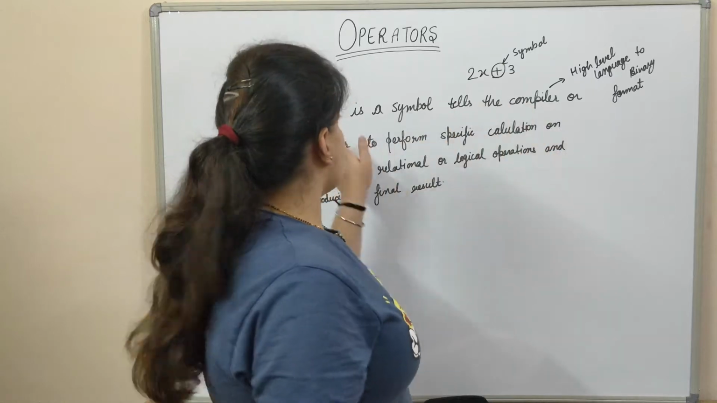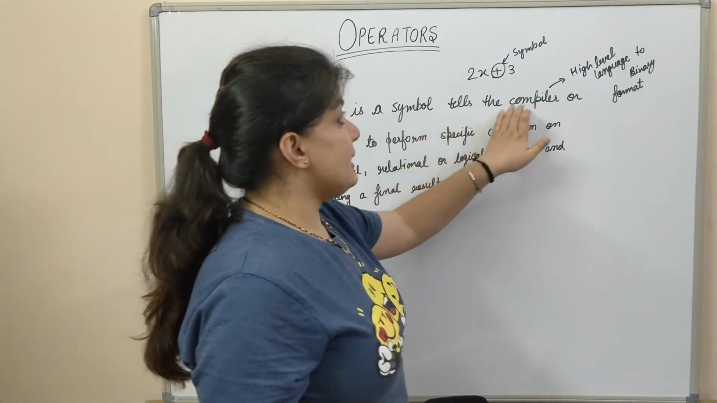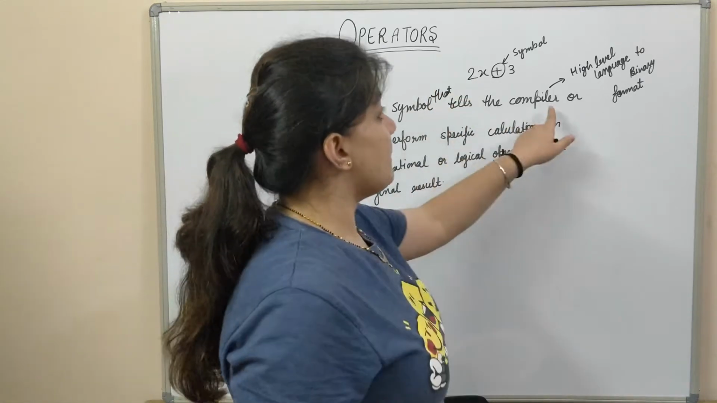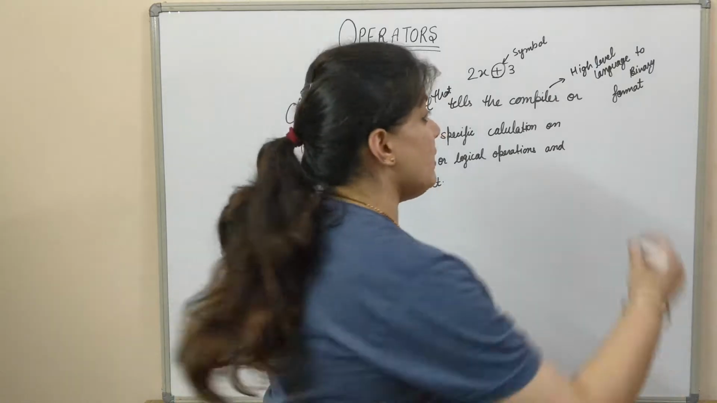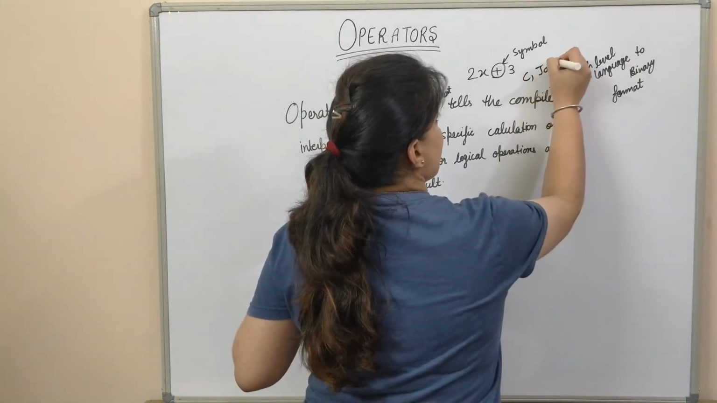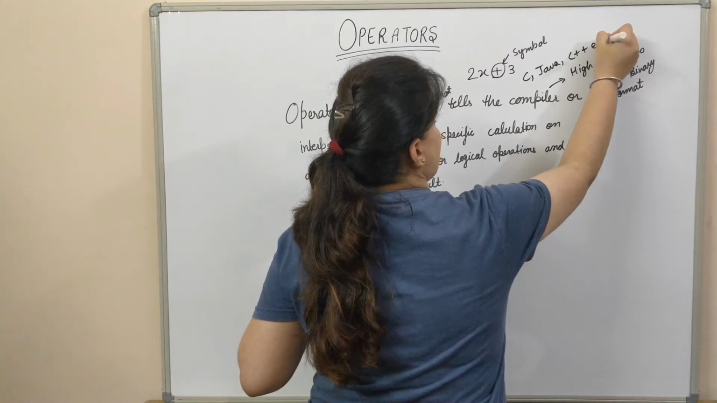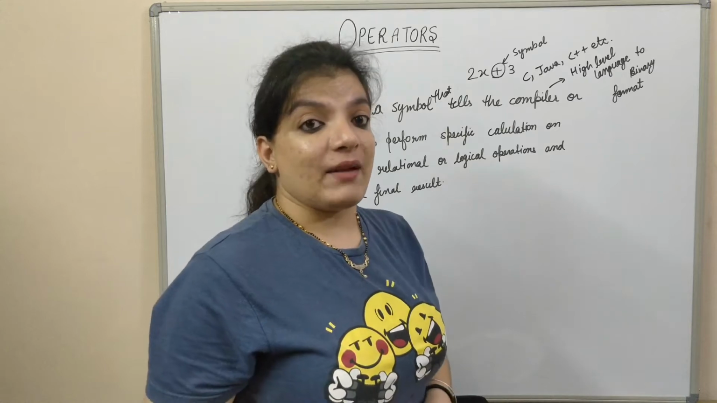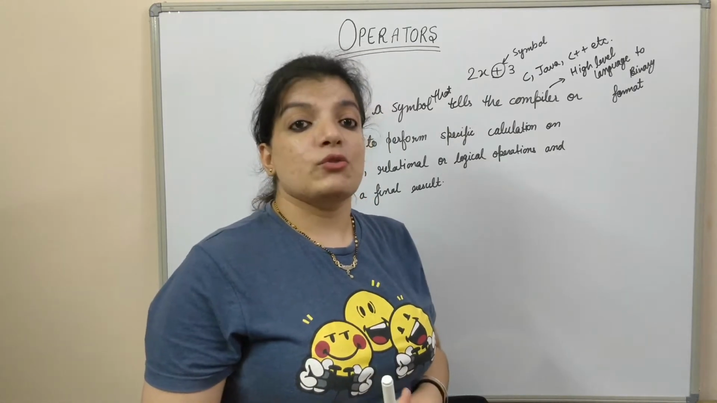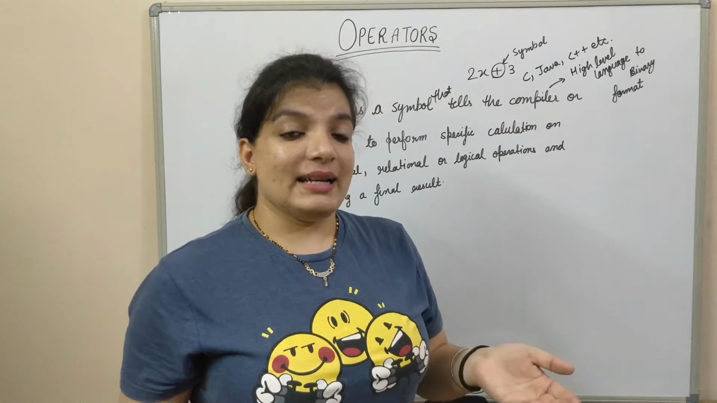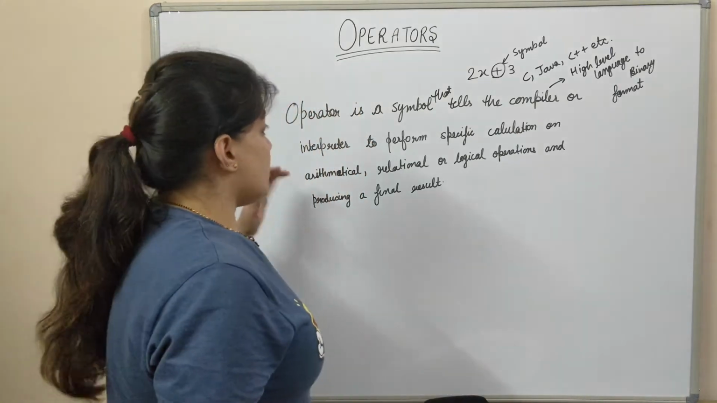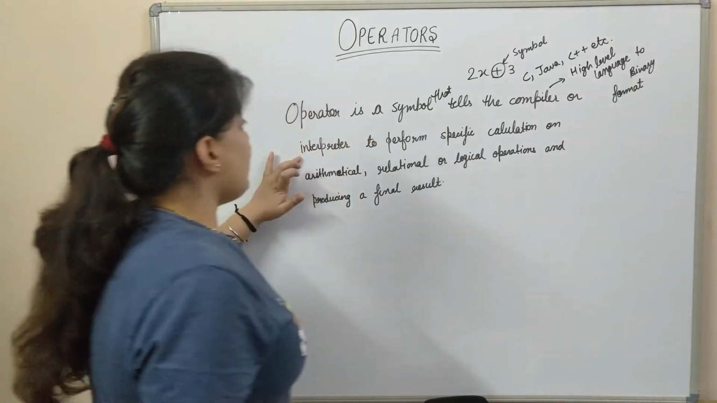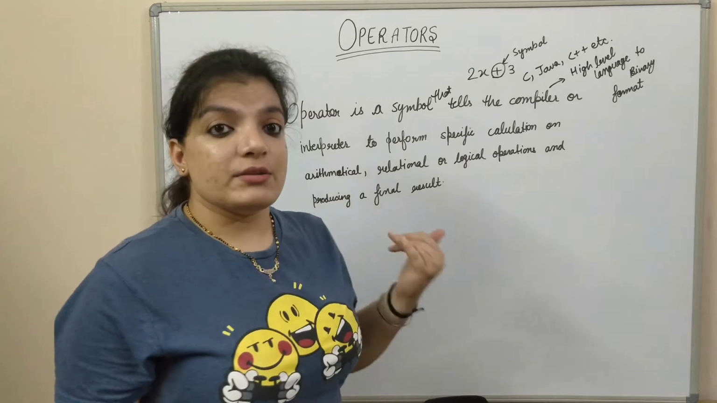So, an operator is a symbol that tells the compiler or interpreter what to do. A compiler is used by C, Java, C++, etc. There are some programming languages where there is no use of a compiler. They are directly executed, or directly converted into the binary format. So when we execute the code, in that type of language we are using an interpreter.